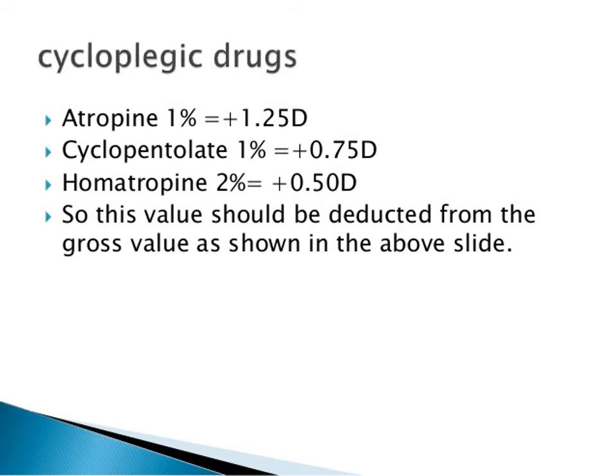For atropine 1%, the dioptric value which should be subtracted is plus 1.25 diopters; for cyclopentolate it is 0.75 diopters; for homatropine it is 0.5 diopters. So this value should be deducted from the gross value.